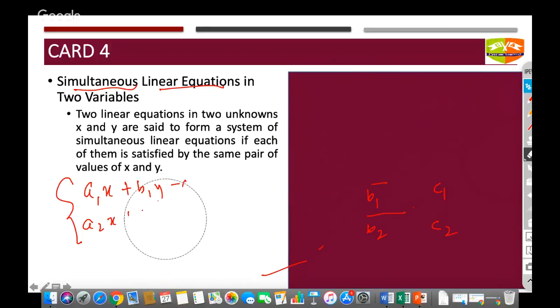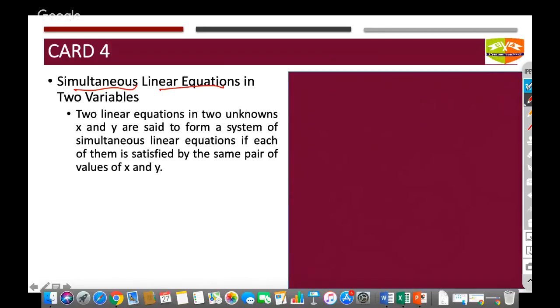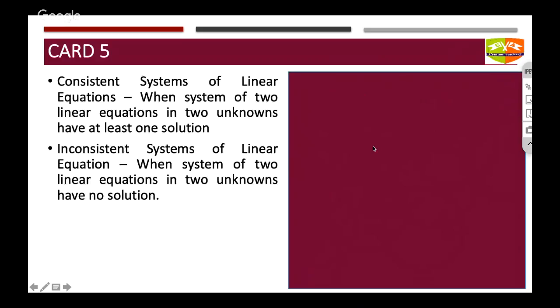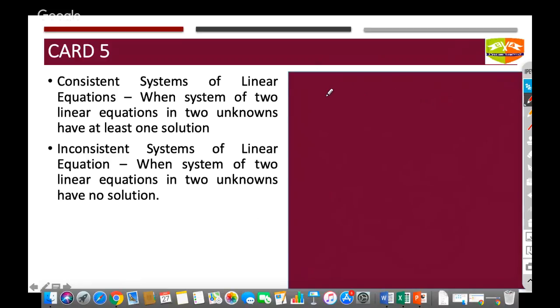Now let me go to another topic. What I have selected next is consistent systems of linear equations and inconsistent systems of linear equations. What do I mean by consistent and inconsistent systems of linear equations? See what happens when we have a pair of simultaneous linear equations. There are actually three possibilities. Suppose I am taking a1x plus b1y is equal to c1 and a2x plus b2y is equal to c2. I have three cases possible.